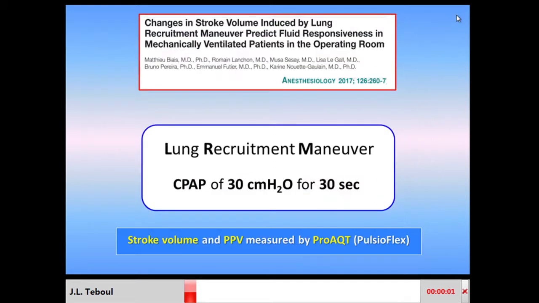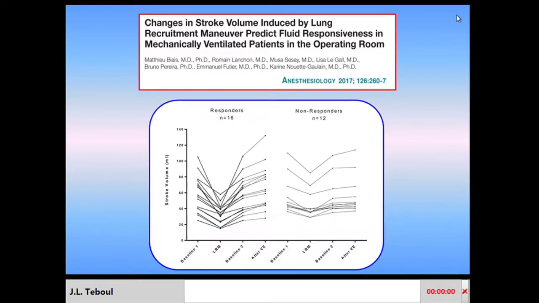maneuvers. And there are some papers now, one from Mathieu Bier from France. He performed a lung recruitment maneuver, CPAP of 30 centimeters water for 30 seconds, and they measured stroke volume and PPV by the ProAct device. And they showed that when you perform a lung recruitment maneuver, you observe a decrease in stroke volume or cardiac output only in responders, not in non-responders.